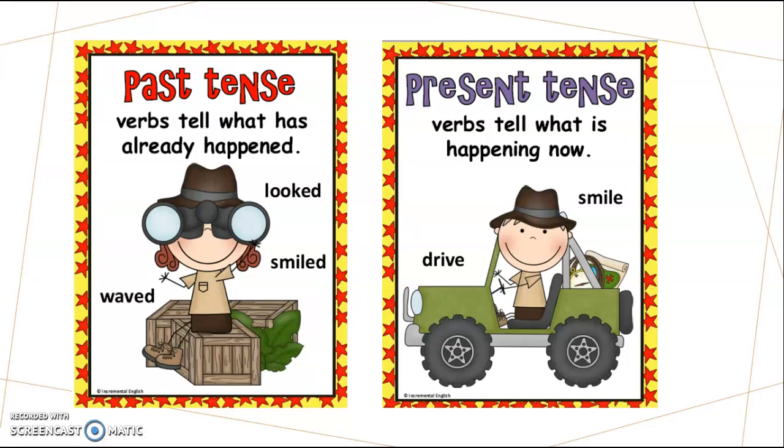So as we know, most words in the past end with the letters ed. So look would be looked, smile would be smiled, and wave would be waved. In the present, we can either have just a regular word or they can have ing, like smiling or driving or walking. Anything like that.